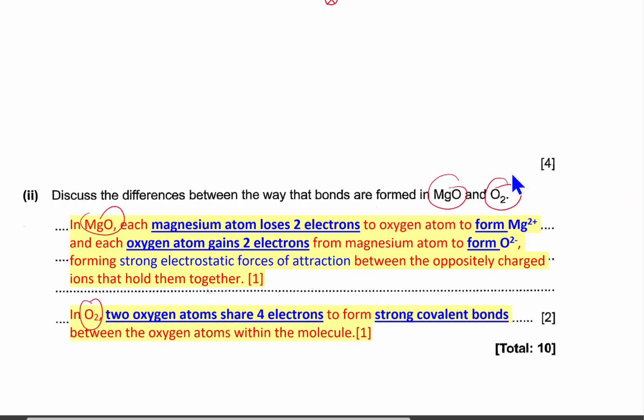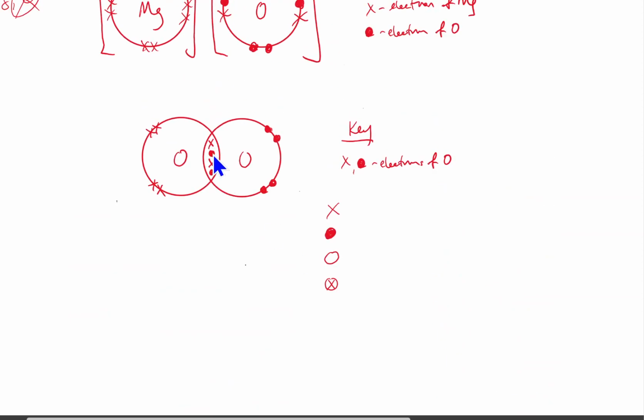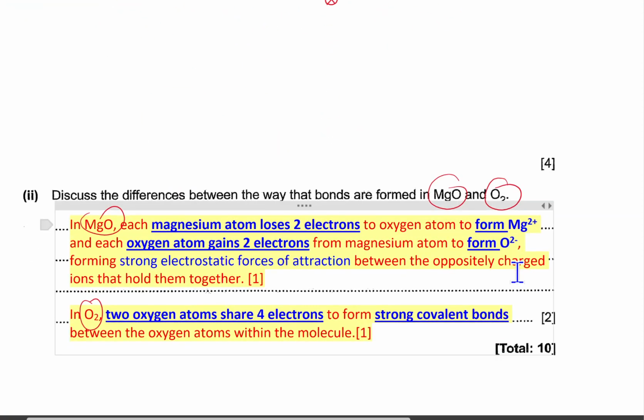So quote the data. So down here in O2, which is the oxygen molecule, 2 oxygen atoms share 4 electrons to form a strong covalent bond. There you are. Yeah, describing what you draw actually. And this strong covalent bond holds the atoms together within the molecule. So this is actually the forming of the covalent molecule O2. Simple covalent molecule.